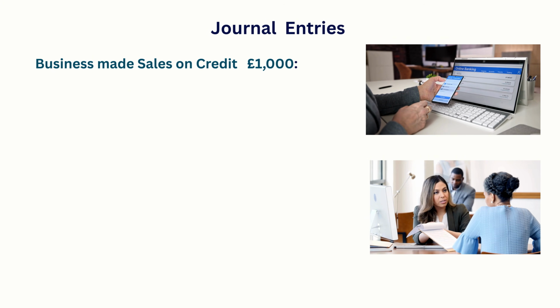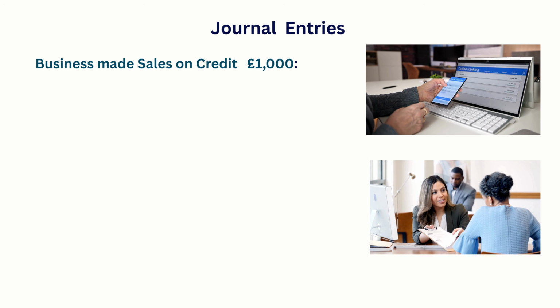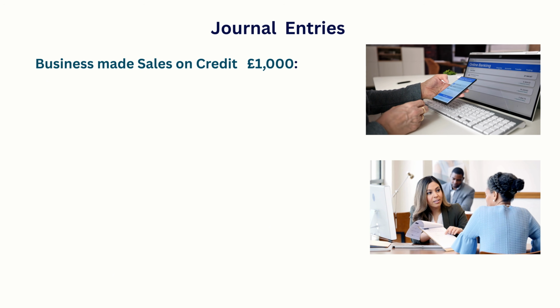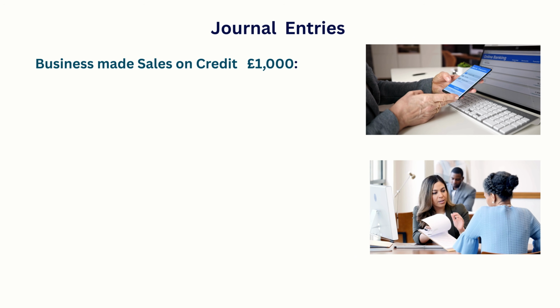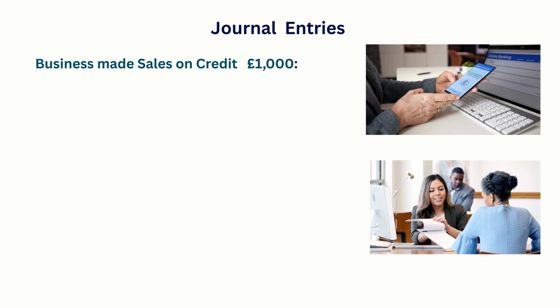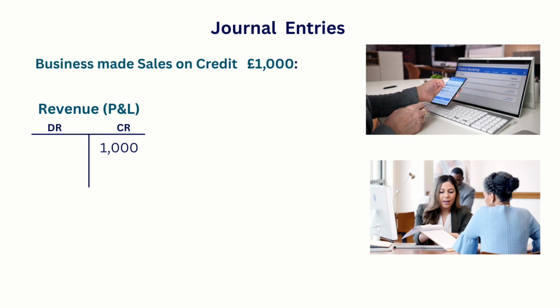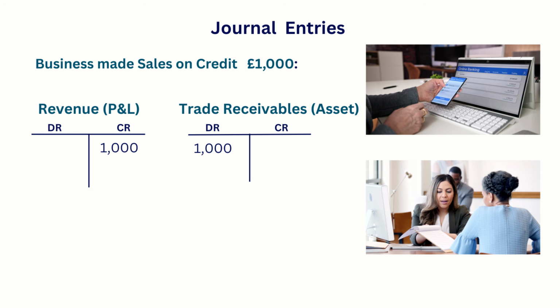Now let's look at the transaction, sales on credit of £1,000. This means the business has made a sale but has not yet received the cash. Instead, the customer will pay at a later date. So, we are effectively giving the customer short-term credit. There are two key elements here: revenue, the business has earned income, and trade receivable, which is a debtor, the business is owed money. Using double entry principles, we debit trade receivable because this is an asset increasing, and credit sales revenue because income is increasing.